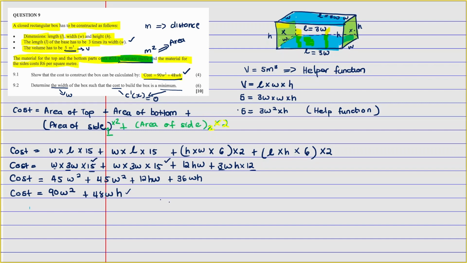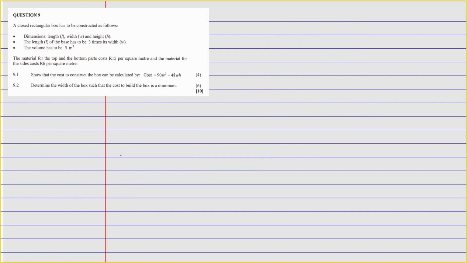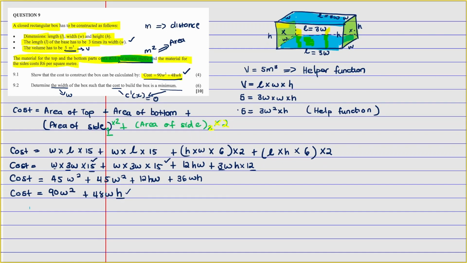So now looking at our cost function, it is in terms of W and H. And H is the problem because we need to determine the width. Does that make sense? This H is the problem. We need to get rid of it. So how are we going to get rid of this H? By using the helper function. Do you see why I'm saying the helper function is going to help us? Our helper function is in terms of H and W.